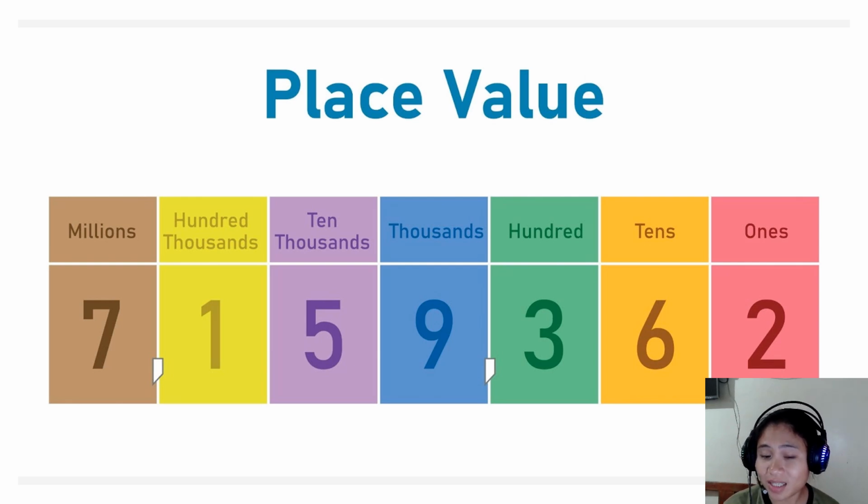The second number is a digit. What digit is this? 6. So, the place value of 6 is tens. And the third digit is hundreds. And the digit 9 belongs to the thousands. And 5 is 10,000s. Next is the digit 1, which is 100,000. And the last digit 7 is millions.